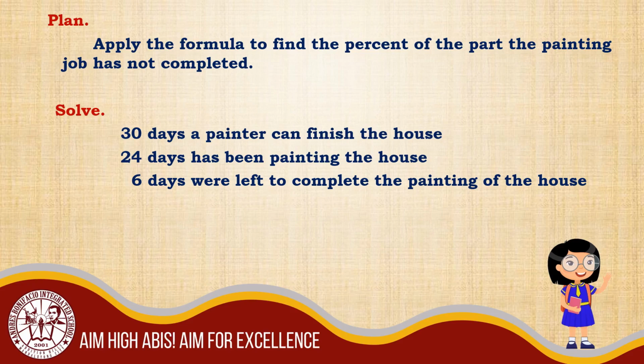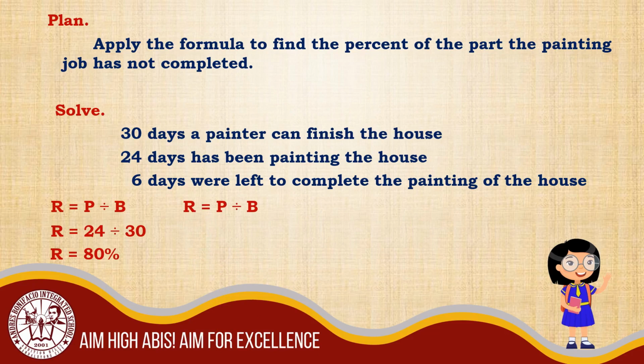Since 24 days ang natapos na pag-paint ng house at matapos ang pag-paint ng 30 days, so the remaining days is 6 days. Therefore, we're going to find the rate. Rate is equal to percentage divided by base. Then substitute. Rate is equal to 24 divided by 30. Rate is equal to 80%. Itong 80% ay katumbas ng 24 days ng pag-paint ng house. Ang hahanapin natin ngayon ay ang 6 days na hindi natapos sa pag-paint ng house.